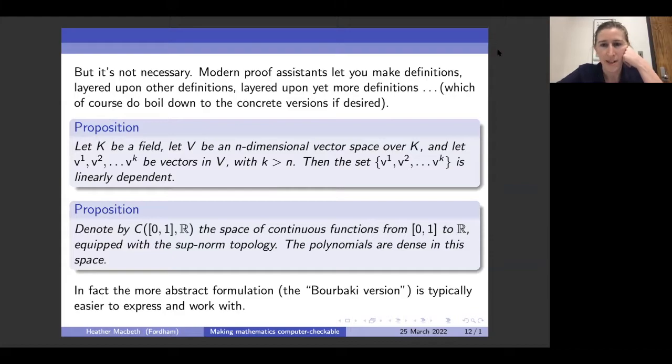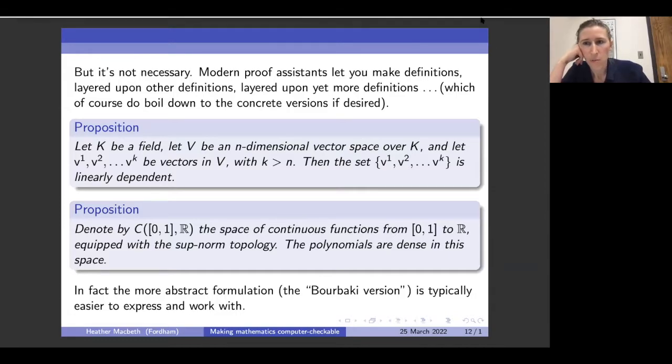You can make definitions layered on top of other definitions, layered on top of other definitions. Of course, these definitions do boil down to the concrete versions, but you can work with them on the level that you're accustomed to working with them as you write on paper. And in fact, it's easier this way. So the sort of Bourbaki version is usually actively pleasanter to work with than the very concrete version.